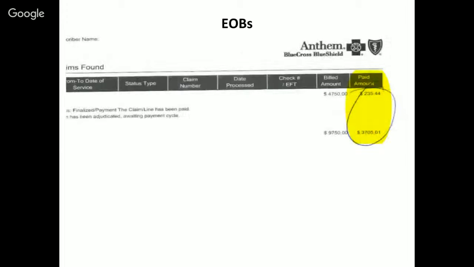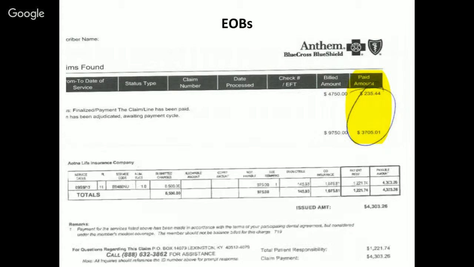Here's another one. You want to see another one? This may be more realistic for you. What is that? $3,705 plus $235. So $3,945. Let's call it that. Here's another one. $4,303.26 from one patient. You guys, from one patient.